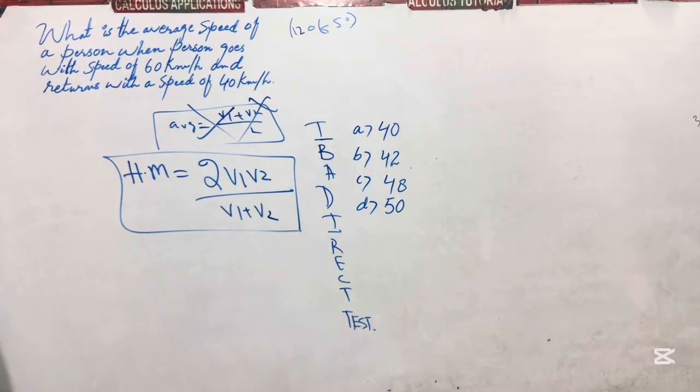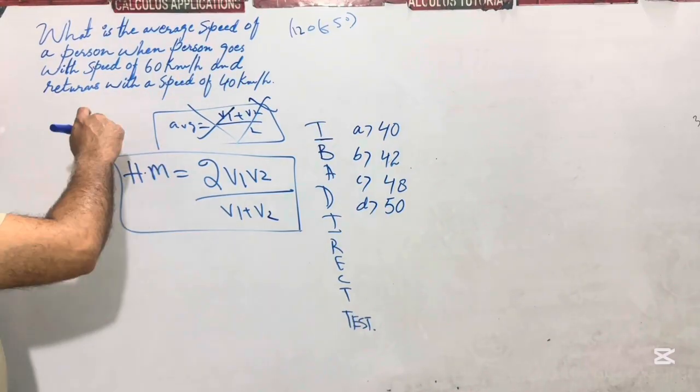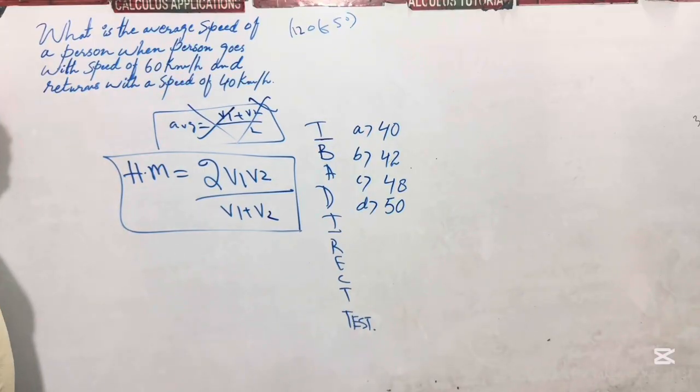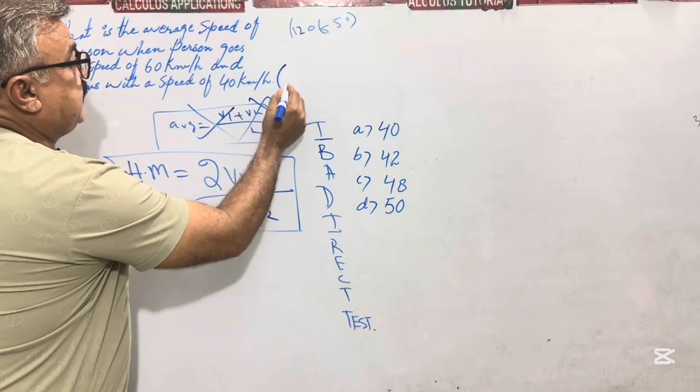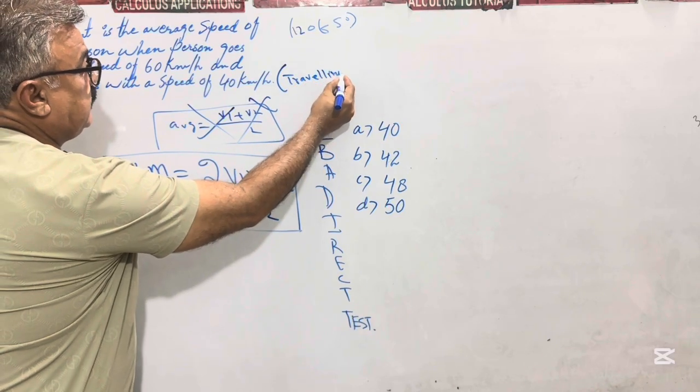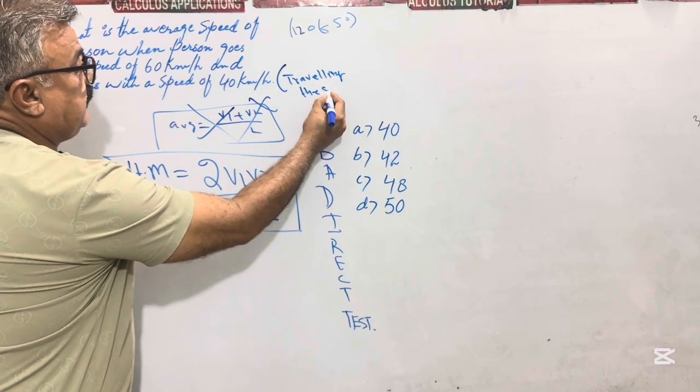Okay. Let's move to the question. What is the average speed of a person who goes with a speed of 60 kilometers per hour and returns with a speed of 40 kilometers per hour, traveling the same distance?